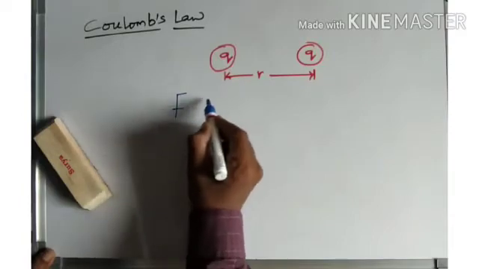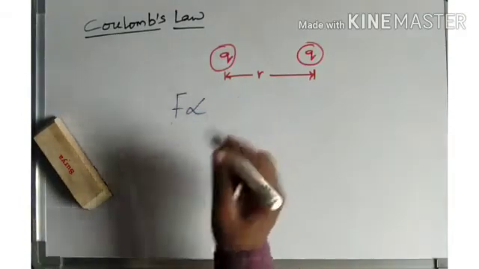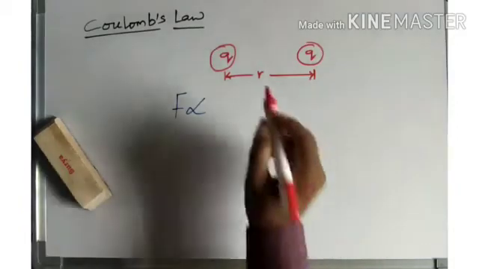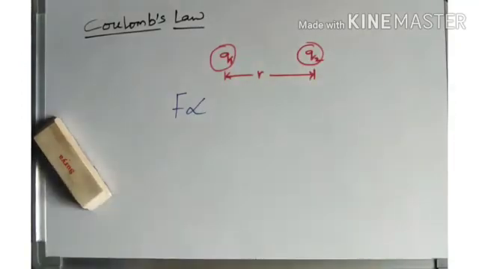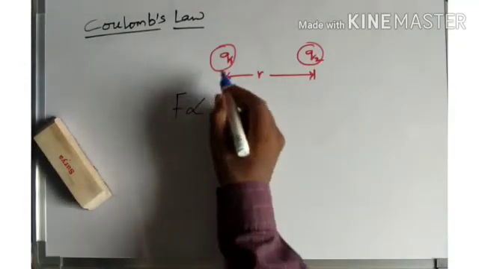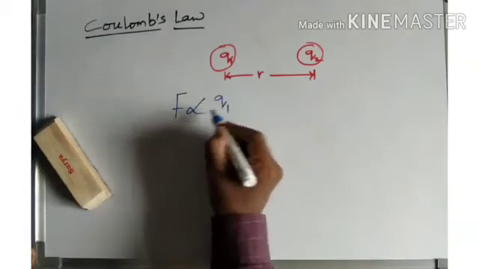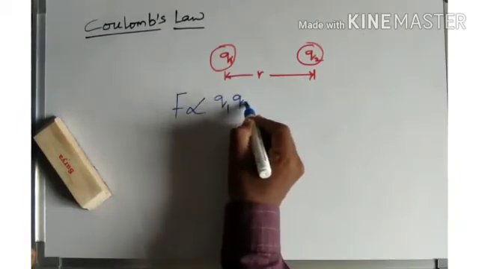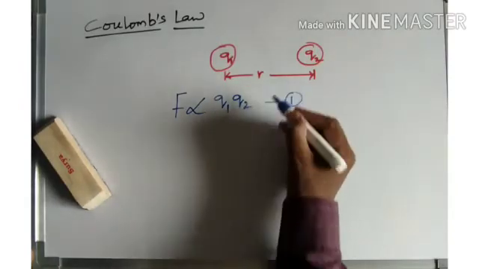The first factor: the force of attraction or repulsion is directly proportional to the product of the charges. For example, if I take these charges as Q1 and Q2, the force is proportional to the product of the charges, that is Q1 into Q2. Let us take this as the first expression.